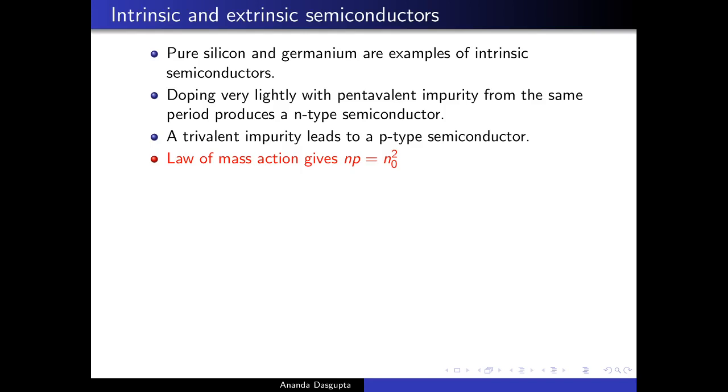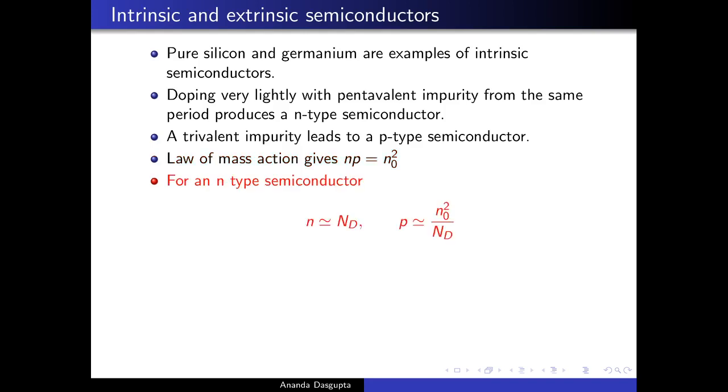And it also means that if you are in an n-type semiconductor where you have more electrons produced because of the donor impurity giving more electrons, the number of holes is going to be less than in the corresponding intrinsic picture. Similarly, in the p-type semiconductor, you have more holes and that suppresses the electron hole pair formation. You end up with fewer electrons.